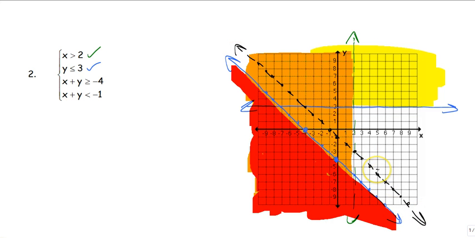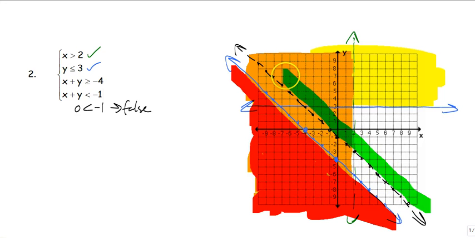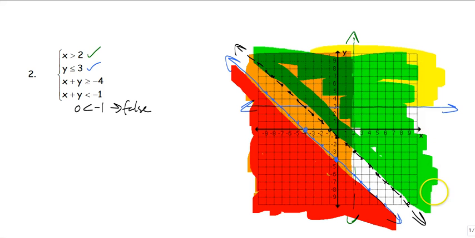And we now have to figure out what to shade. We can use the test point 0, 0 because it's not on the line. So I'm going to use 0, 0 right here, which is above the line. Is 0 less than negative 1? No, that's false. So I want to shade towards that 0. What color highlighter should I use for this? How about this green one? So I'm going to shade false, which is towards the 0. So everything above that line I am shading.